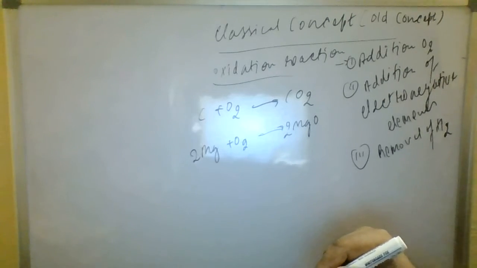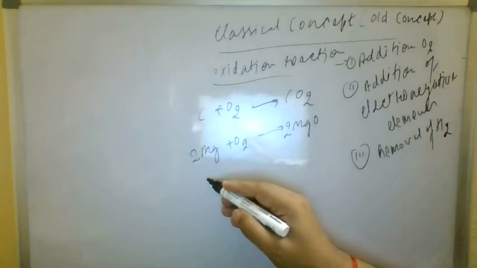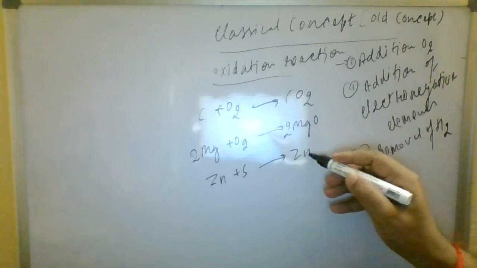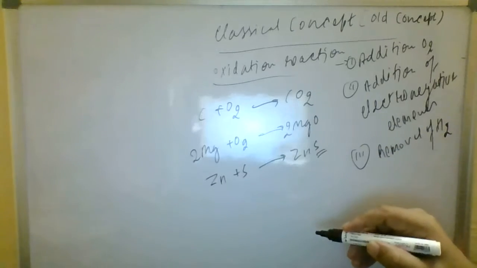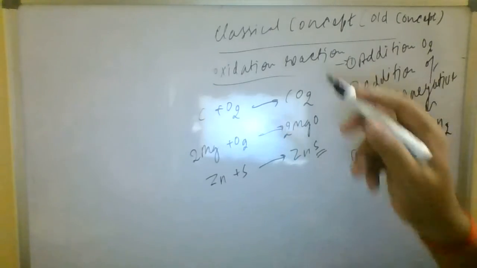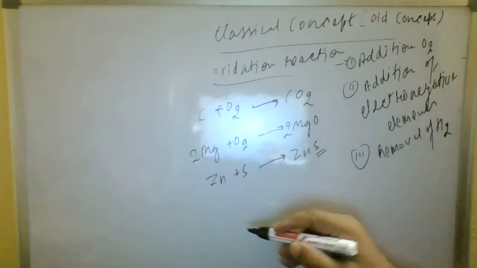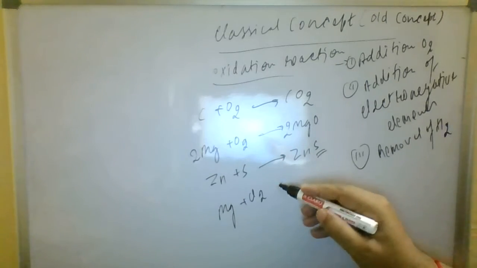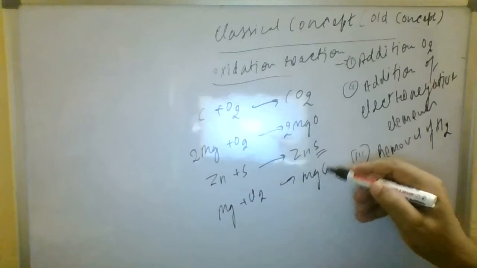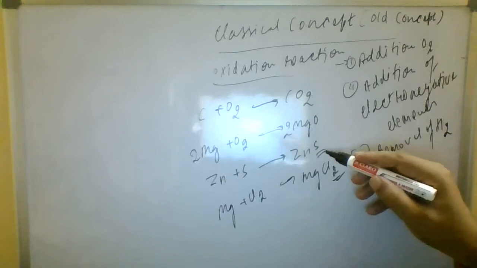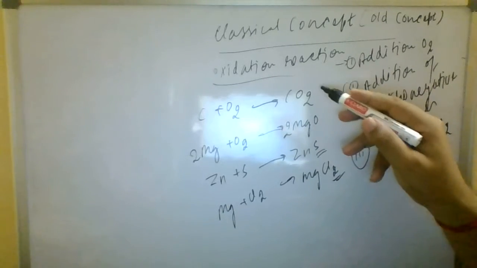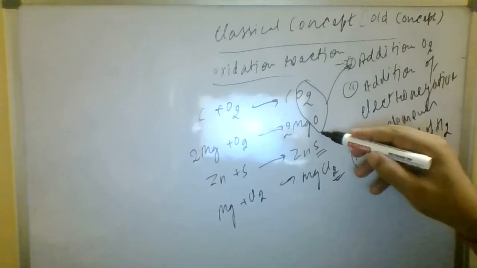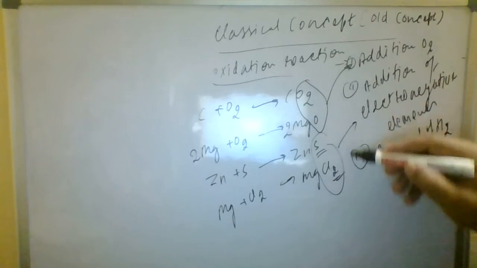Secondly, suppose zinc metal reacts with sulfur to give ZnS. Sulfur is an electronegative atom, so again this is an oxidation reaction. Another example: Mg plus Cl2 gives MgCl2. Chlorine is again an electronegative atom. The earlier examples were in terms of addition of oxygen, but these are in terms of addition of an electronegative atom.